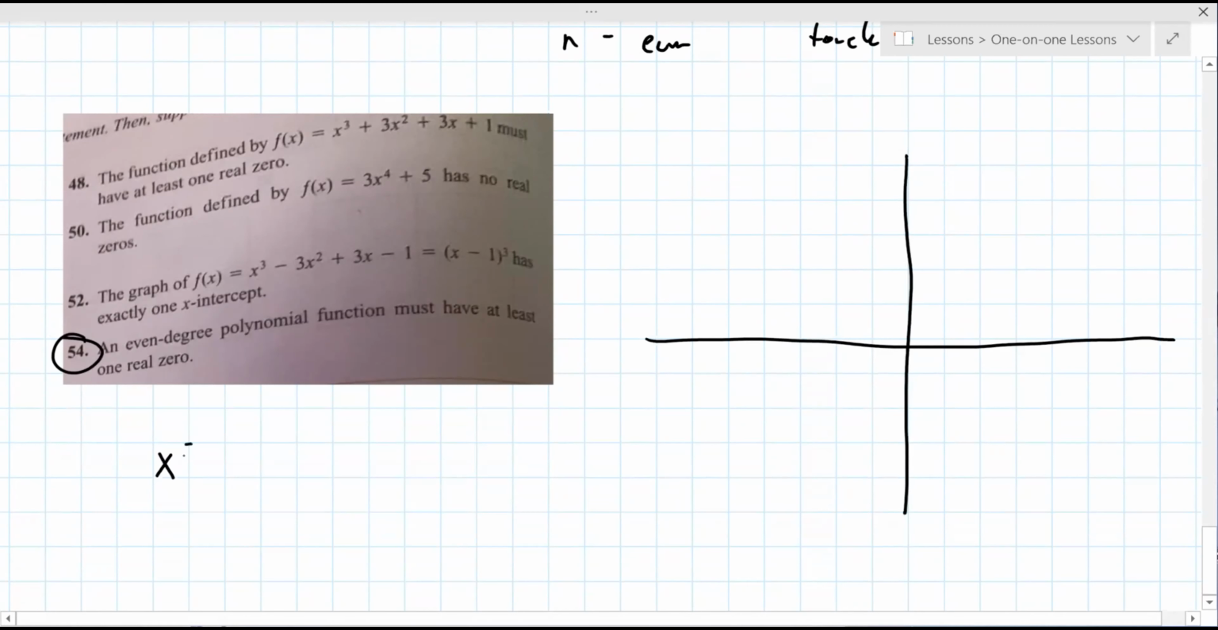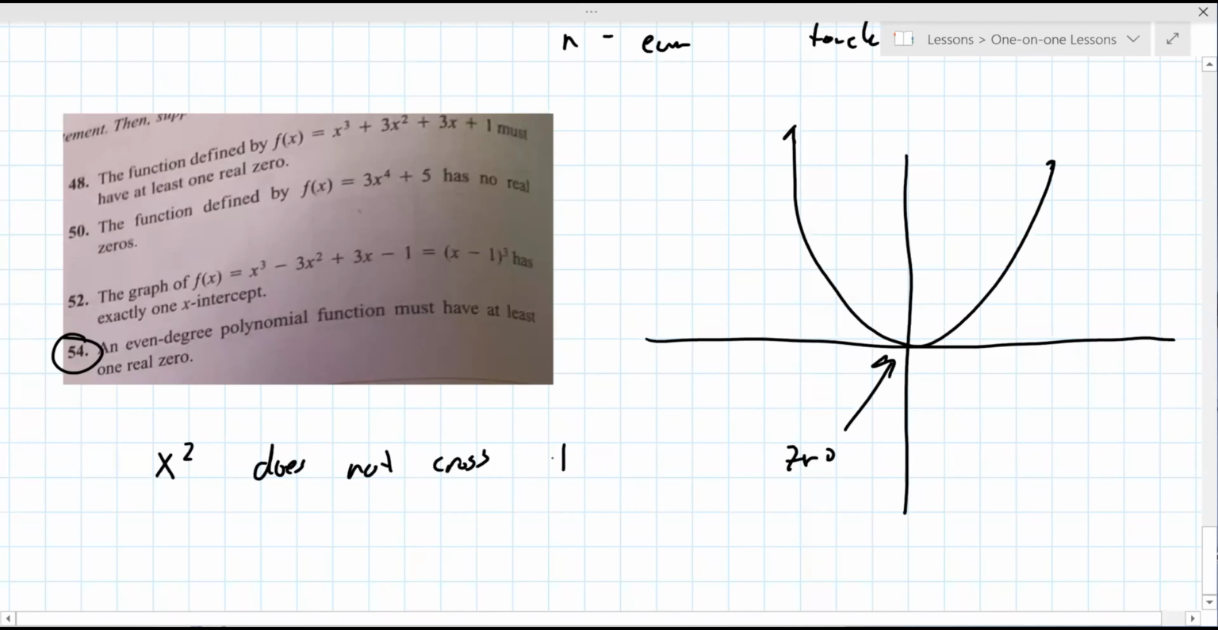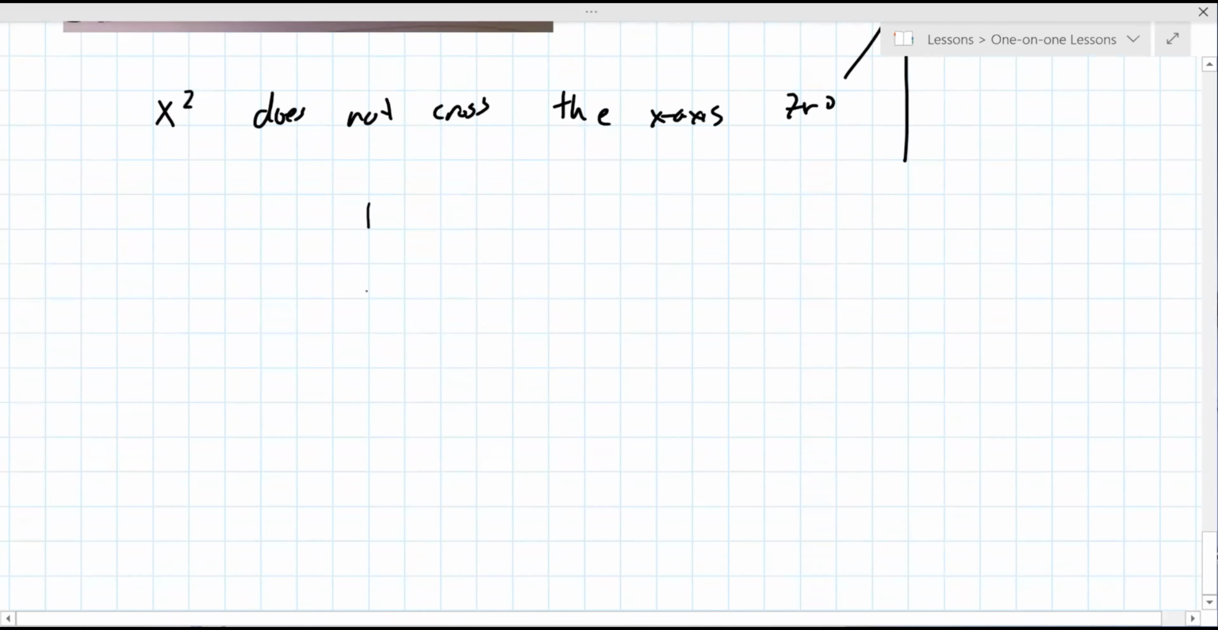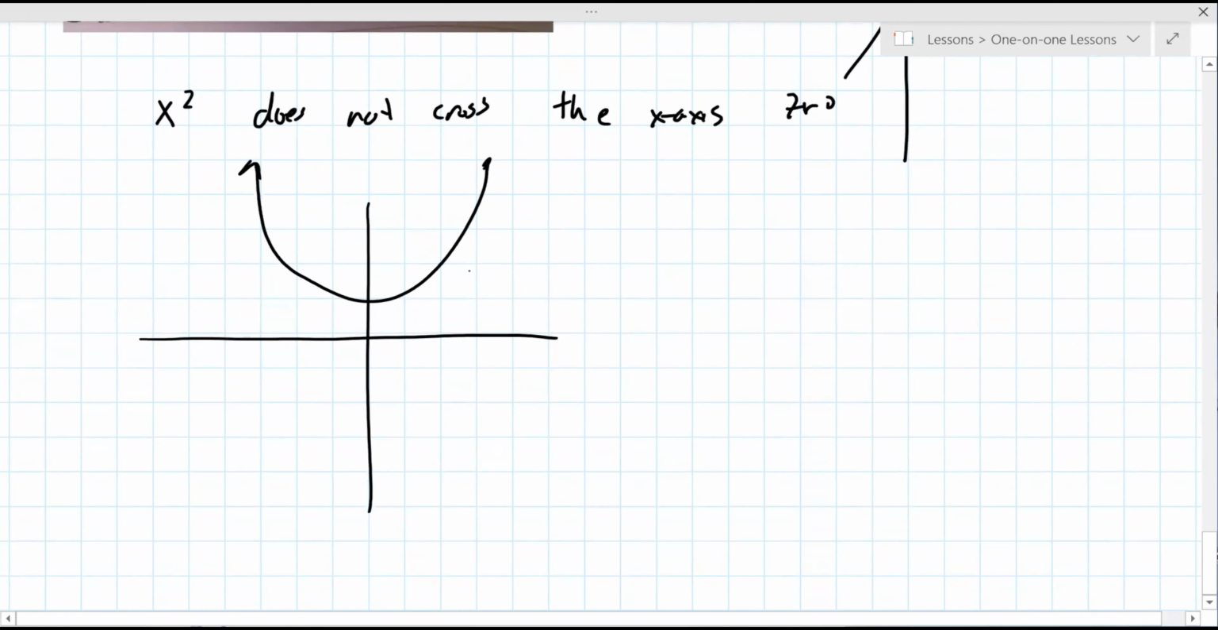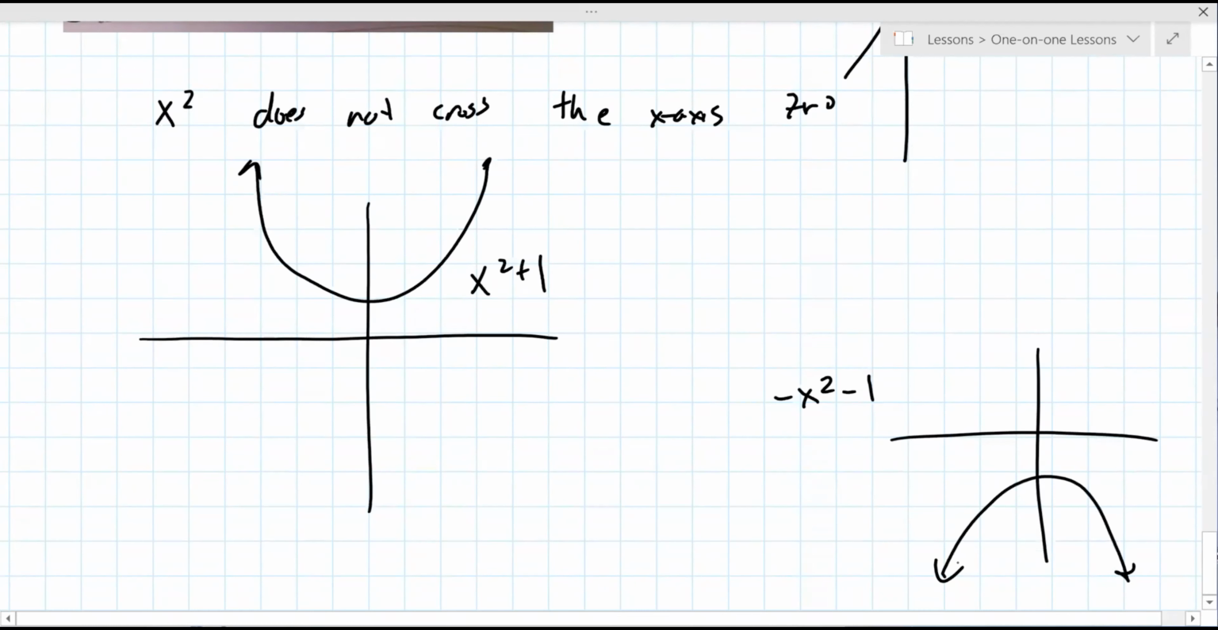An even degree polynomial must have. So here's an even degree polynomial, x squared. X squared looks like that. It has a real 0 right there. So basically, what we're asking is can you make it so that x squared, some variation on that, does not cross the x-axis? Can't you already do that because it just touches it? Well, a touch slash cross. So if you go x squared plus 1, yeah, you can do that. Or you can go minus x squared minus 1, and that's the one that goes down like that. So yeah, you can do that.